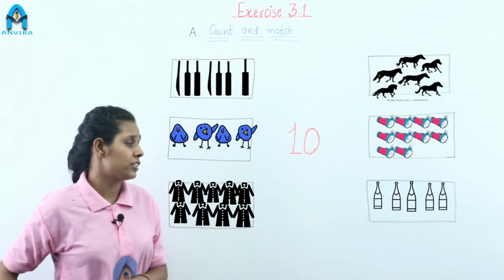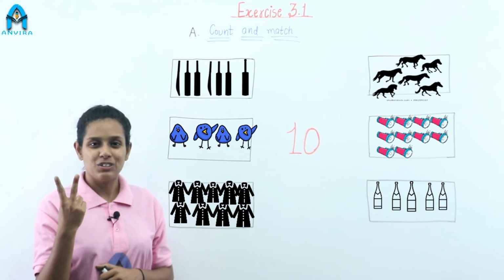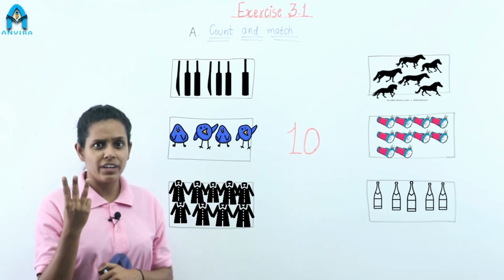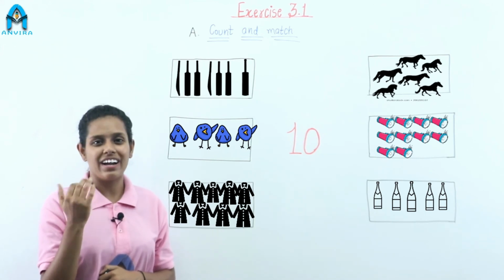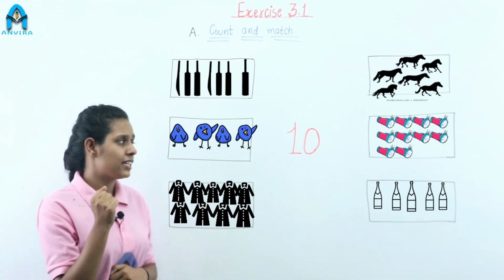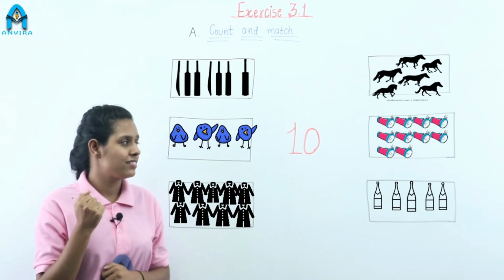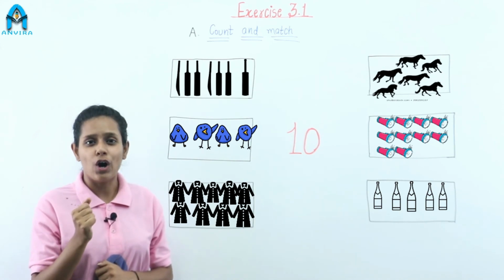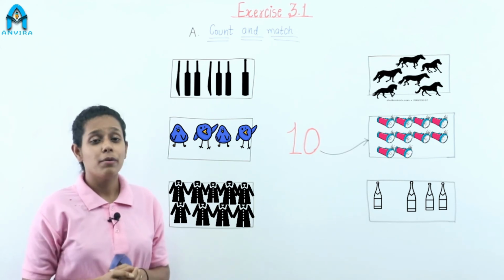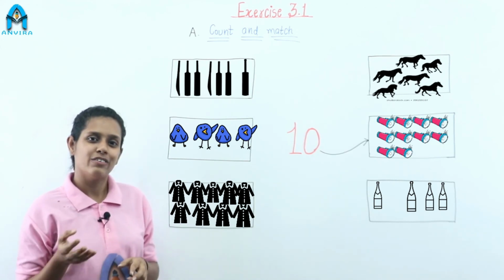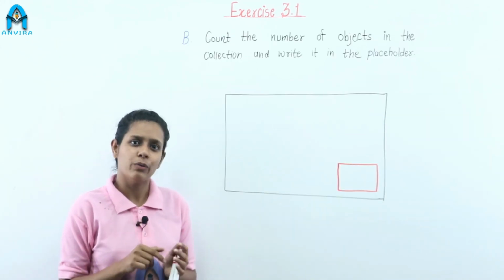Bottles. How many bottles? Let's count. 1, 2, 3, 4 and 5. 5 bottles. Now which object is matched with number 10? Yes, torch. Torches are in number 10. Now match number 10 with torch. We done question A of exercise 3.1.